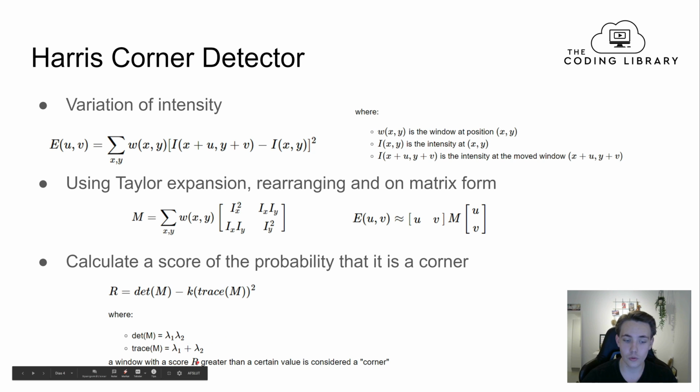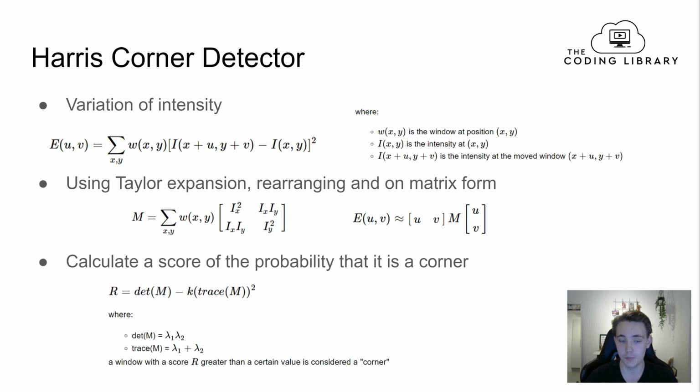So a window with the score R greater than a certain value is considered a corner. This is the threshold that we're talking about. If R is greater than some threshold that we set up, then we accept that pixel as a corner in the image, and if it's under that, we just reject it and it is not a corner in the image.